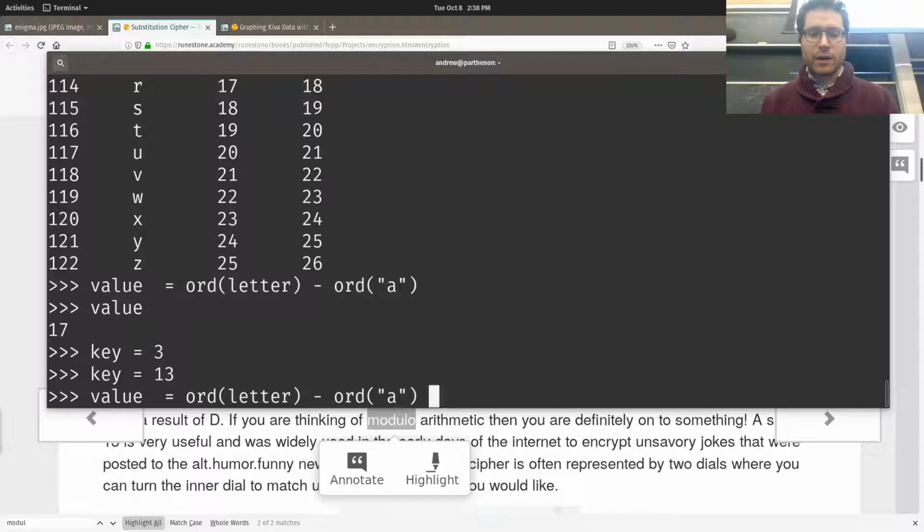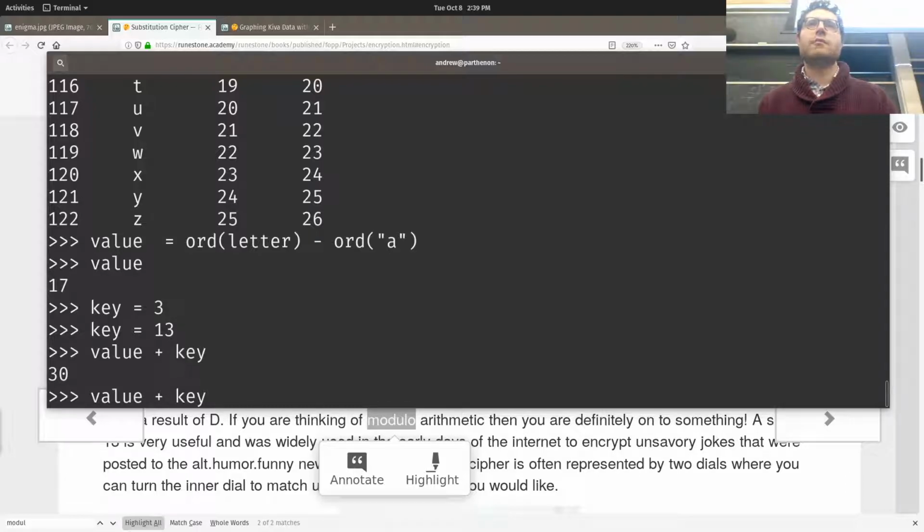So here what we want to do is take the value plus the key, and that will give us 30, which is not a valid letter of the alphabet, right? Valid letters of the alphabet have to be from 0 to 25, the first letter through the 26th letter. So it's asking for the 30th letter of the alphabet, right?